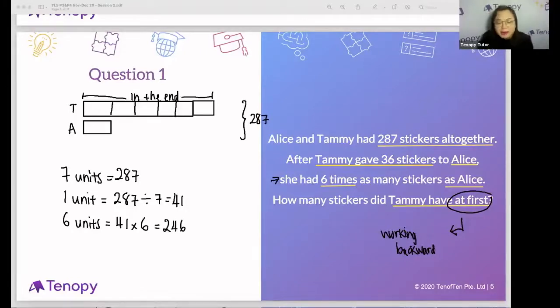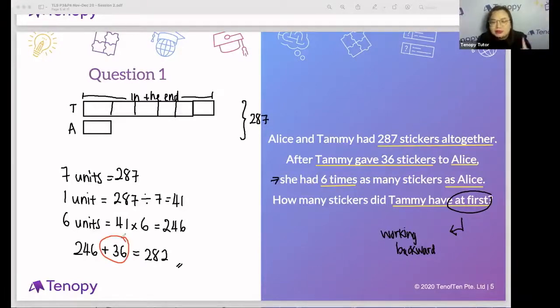Okay. So remember, we should add 36, not take away. 246, add 36. You get 282. That's it. So that means Tammy has 282 and Alice only has 5. Clear? Okay, remember you're working backwards. So if Tammy gave something to Alice, we have to take it back from Alice. So the key step is we are supposed to do addition, not subtraction.